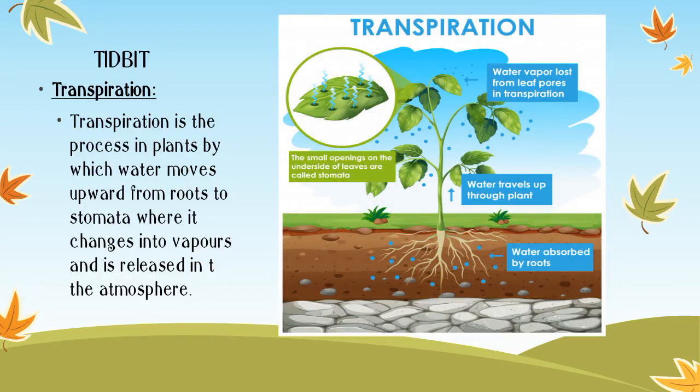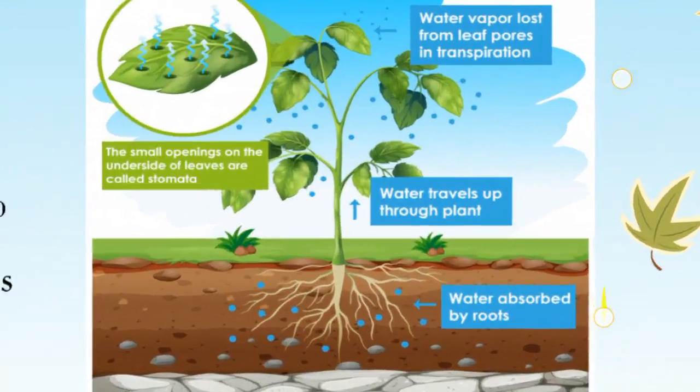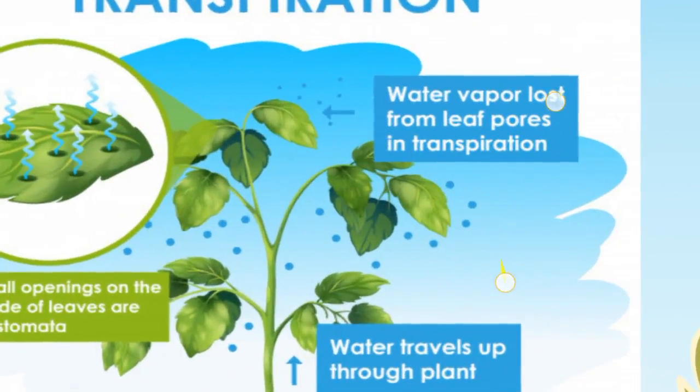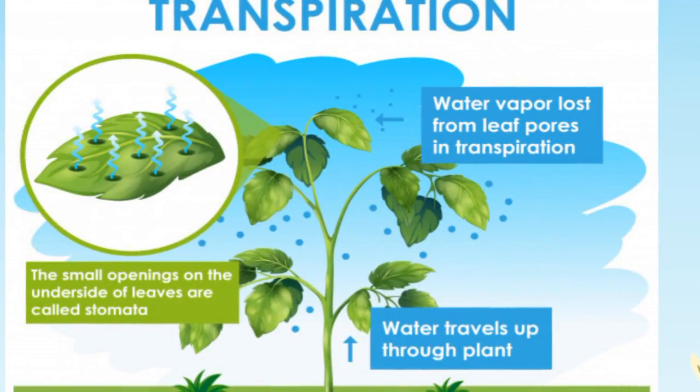Now, there is an interesting phenomenon that occurs in the plants, that is transpiration. Transpiration is the process by which water moves upward from the roots to the stomata, where it changes into vapor and is released in the atmosphere. Yes, transpiration is the process by which the water is released from the leaves in the form of water vapor.